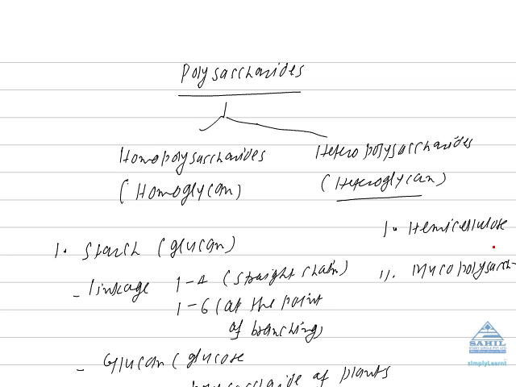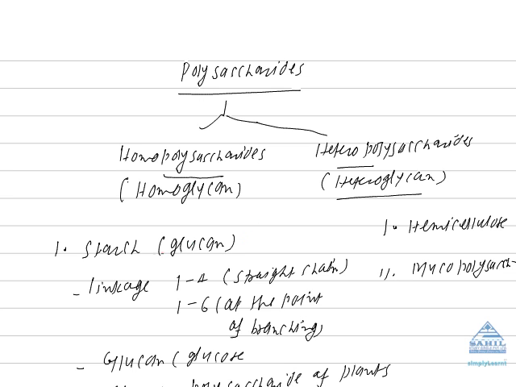Another group of carbohydrate called polysaccharide is further of two types, homopolysaccharide and heteropolysaccharide. Homopolysaccharide on hydrolysis yields similar type of sugar in it. Heteropolysaccharide yields dissimilar type of sugar in it. Some of the examples of homopolysaccharides are starch, which is a glucan. The polysaccharide of glucose is called glucan. So starch is a glucan.